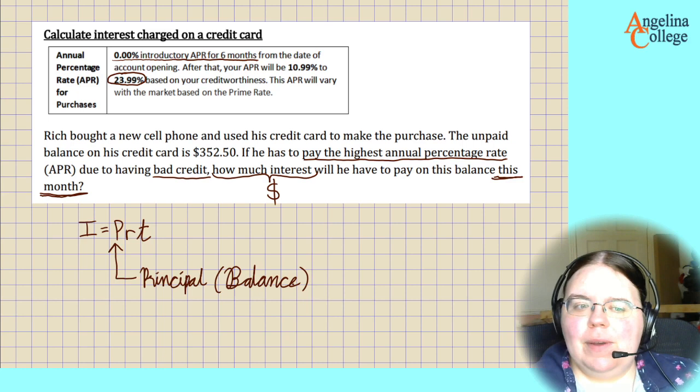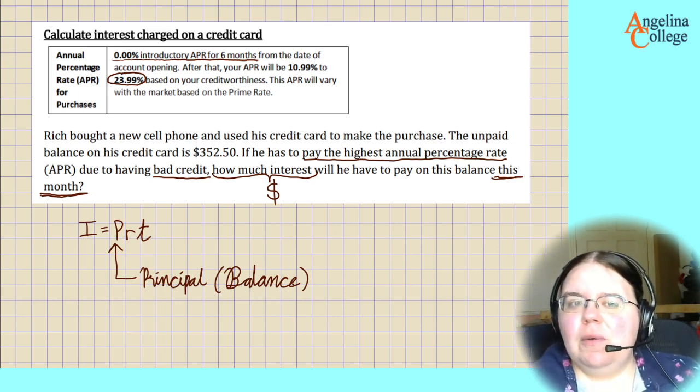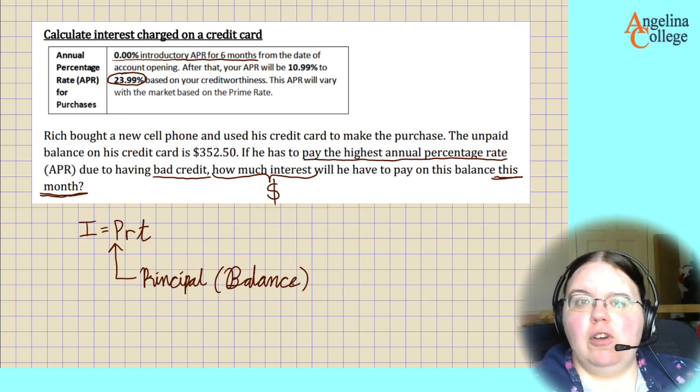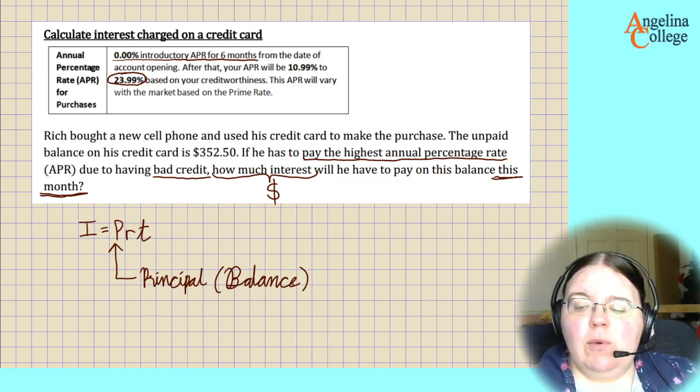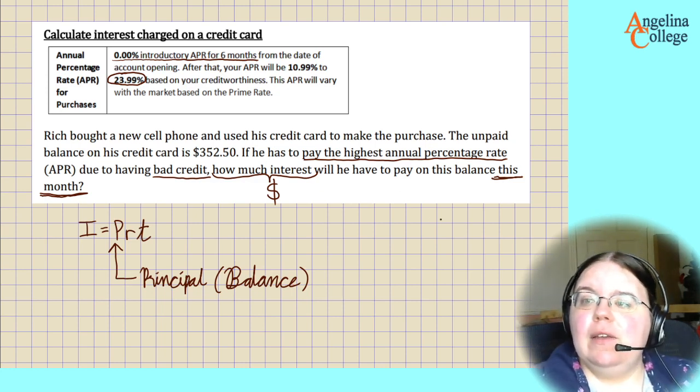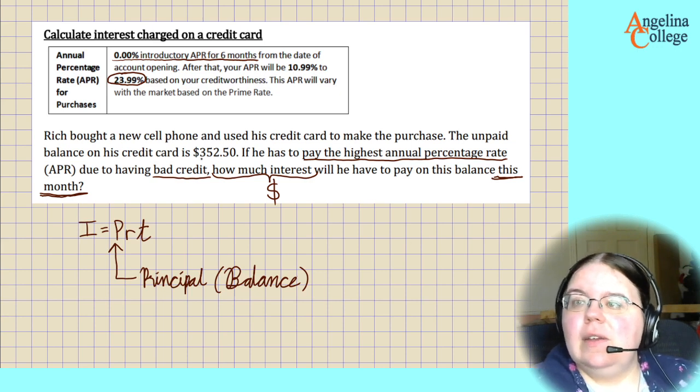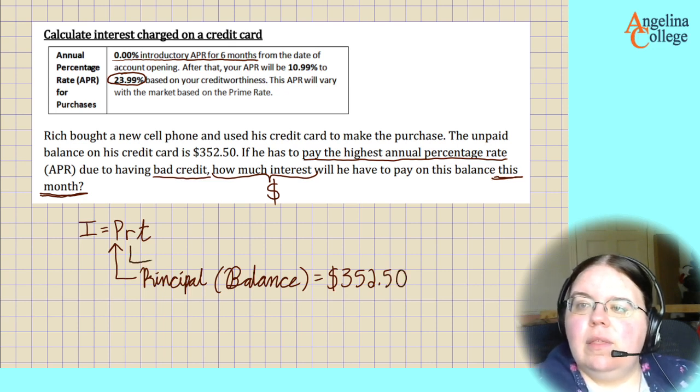Now, banks have different ways they deal with this. It's fairly usual when you're talking about a balance that might change over the course of the period of time in question for banks to use what's called an average daily balance. We're going to assume for this problem that whatever method they use, the balance has been the same all month. So that principal, that balance, will be $352.50. The rate, R here, will be the APR.